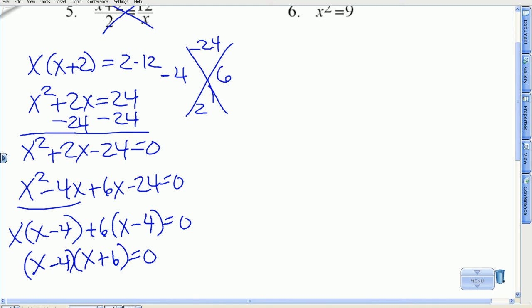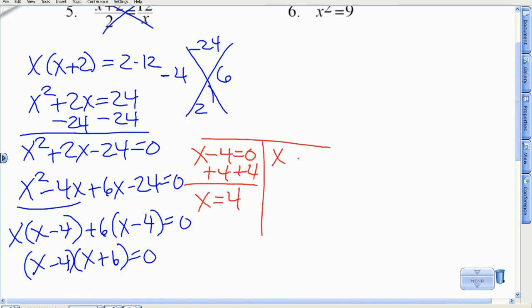When I make my t-chart, I'll use some of the space over here. I have x minus 4 equals 0. So if I add 4 to both sides, you get x equals 4. x plus 6 equals 0. x equals negative 6. And those are your solutions. So x equals positive 4, x equals negative 6 are your solutions.